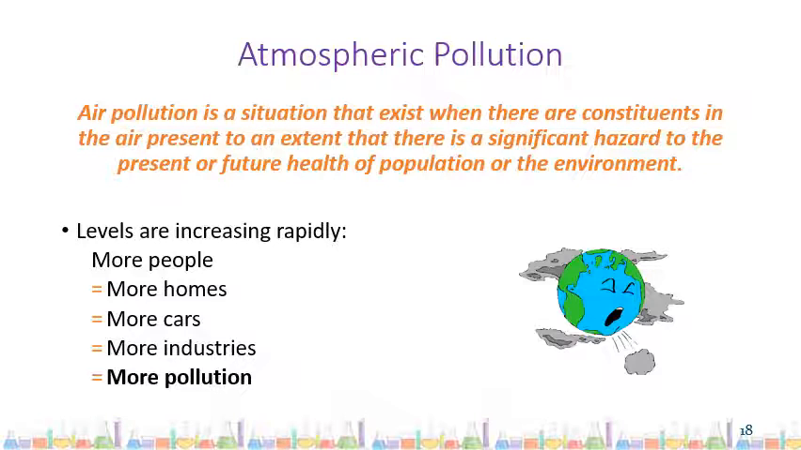The next section is atmospheric pollution, and this happens when there are constituents in the air that are present to an extent that there is a significant hazard to the present or future health of a population or the environment. And the reason that this is occurring so rapidly is that we have a bigger population, so we have more people, more homes, more cars, more industries, more demands for energy, all of which creates pollution.